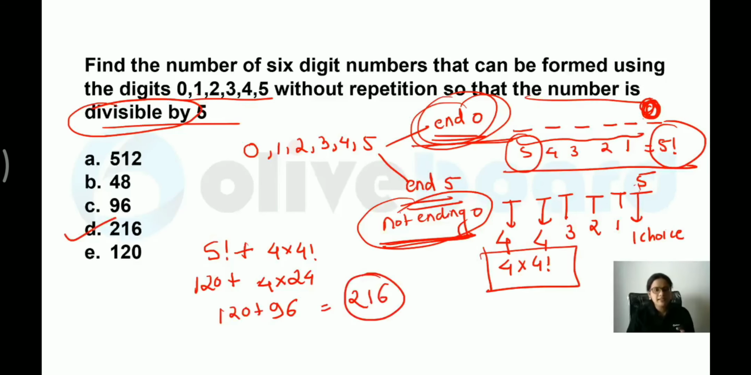So let me just summarize this. Whenever 0 is present, you have to take two cases, ending with 0 and not ending with 0, and add both of the possibilities to get the final answer in the question. So these are the basics, and these are the types of questions which can be asked from the permutation topic. In the next one, we will discuss combination.